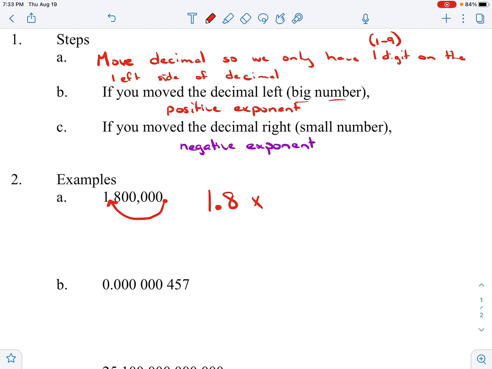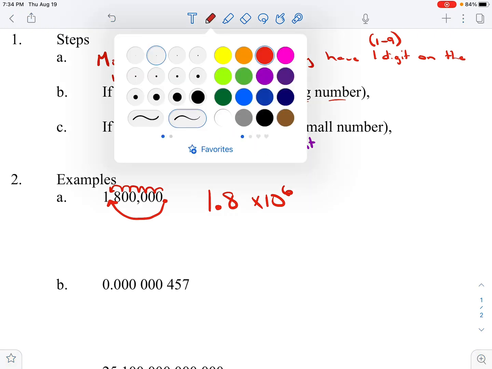Now we're going to say times 10 to the, and we need to represent how many times we move the decimal. So if we look, we've got 1, 2, 3, 4, 5, 6. So we move the decimal 6 places to the left, right? Which means we have a positive exponent. So we're just going to say 6. You can put the plus there if you wanted to. You do not have to. It is up to you. All right. So let's try that second example.